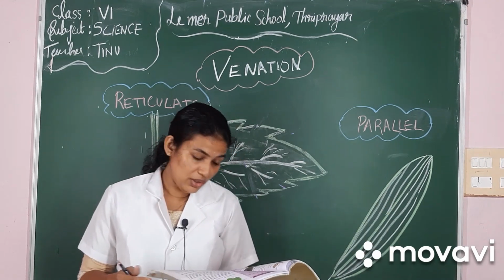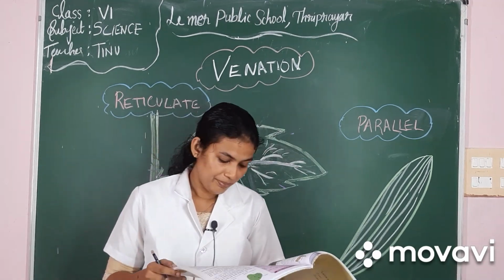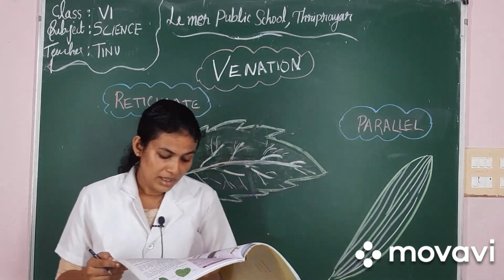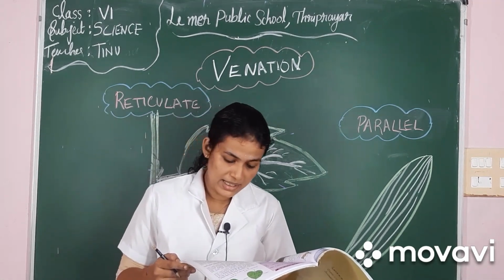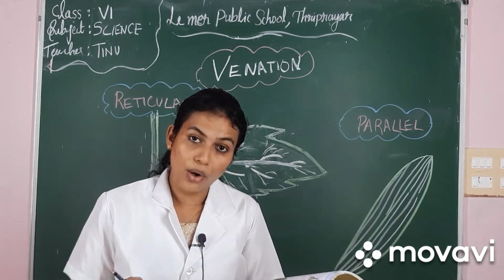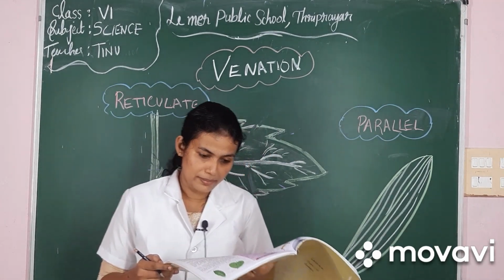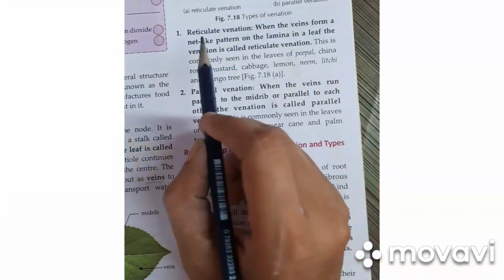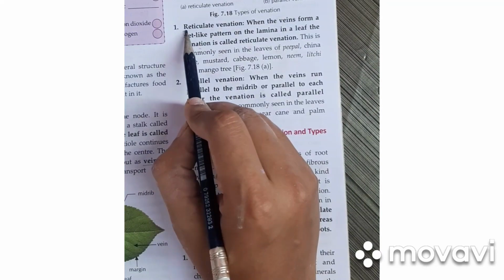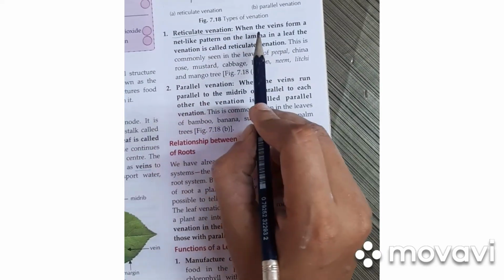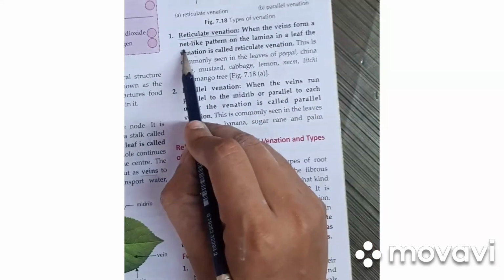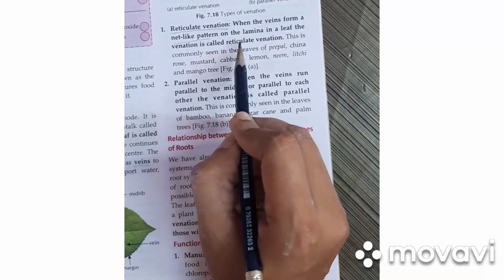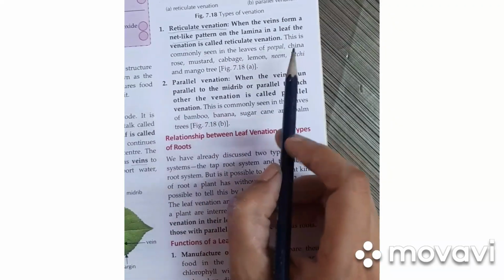Now let's read the definition for venation from your textbook. That is page number 61. Venation: the arrangement of veins on leaf blade or lamina is called venation. It is of the following two types. First one is reticulate venation. When the veins form a net-like pattern on lamina in a leaf, the venation is called reticulate venation.